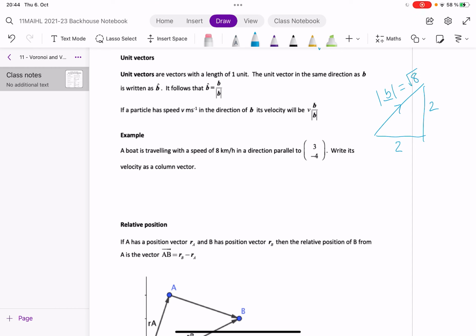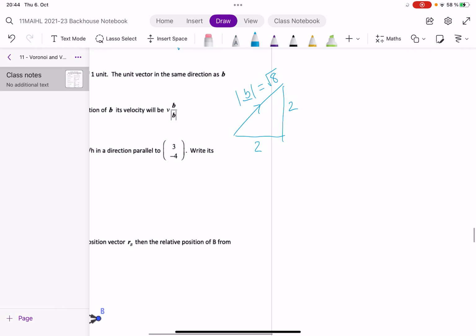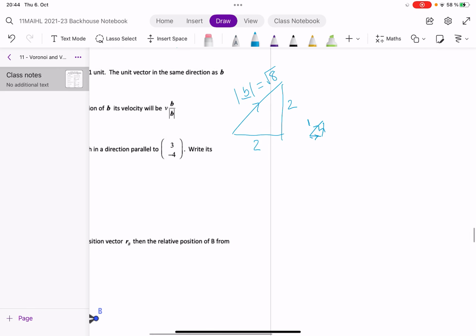So if I want to make a unit vector in that direction, I want to shrink that down so that it is going in exactly the same direction, but it has magnitude 1. At the moment, it's got magnitude root 8. I want it to have magnitude 1. I've made it root 8 times smaller, so I've got to divide by root 8. Or another way of thinking about that is multiplying by 1 over root 8. Okay, so a unit vector that goes in exactly the same direction as B, in this instance, is going to be vector B multiplied by 1 over root 8.